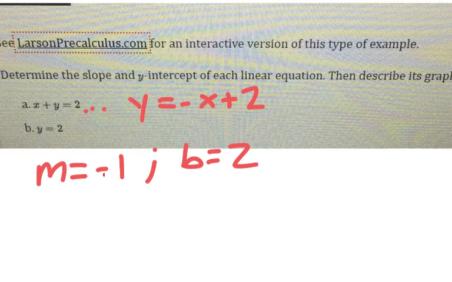All right, B part. Is that in slope-intercept form? Okay, what did we just say? What does slope-intercept form look like? y = mx + b. Is the y by itself?